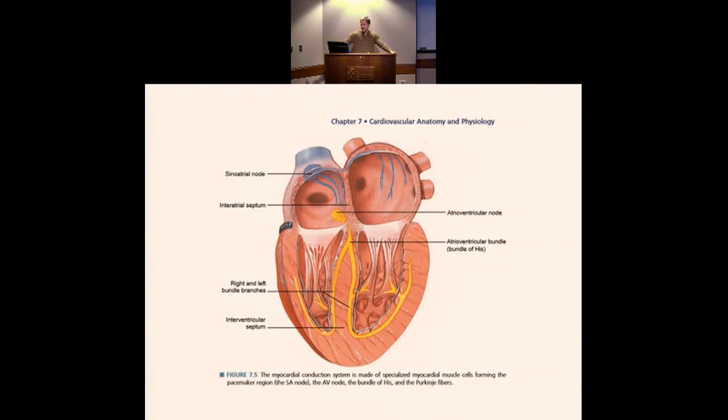The AV node is what slows the impulse. Your SA node will send that electrical impulse pretty quickly, and your AV node is the one that directs how quickly it goes to the rest of your heart. I know I've seen that in questions as well. The AV node is responsible for slowing the impulse. If it's too slow, you'll have first degree and second degree heart blocks and things like that.